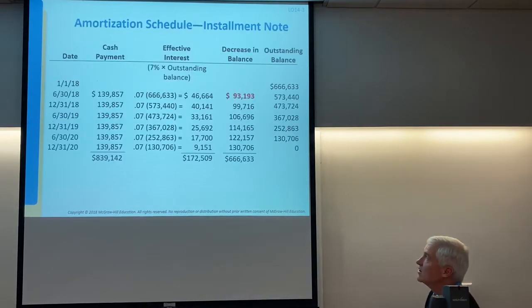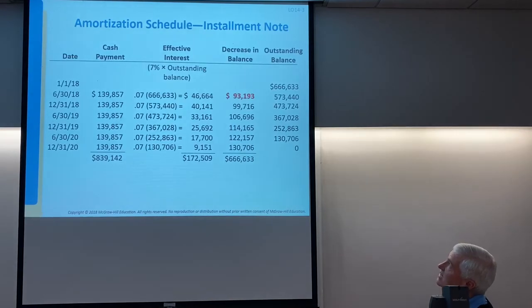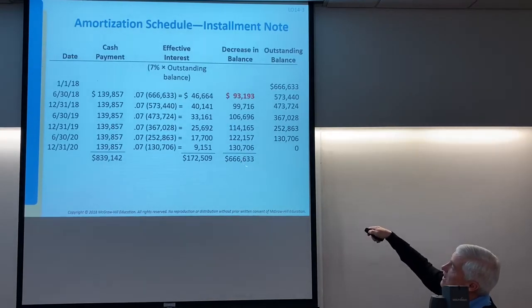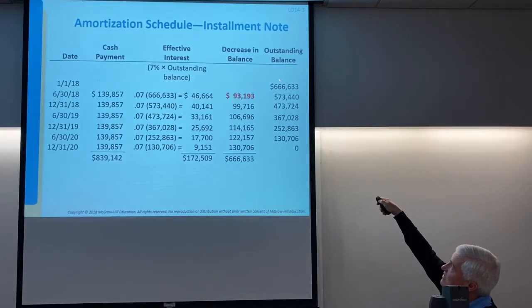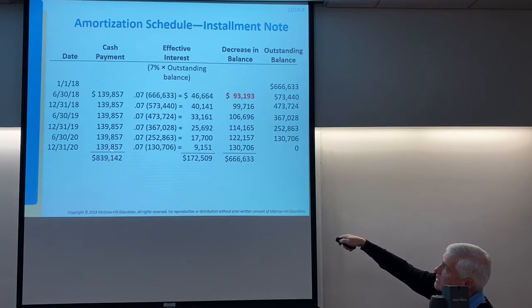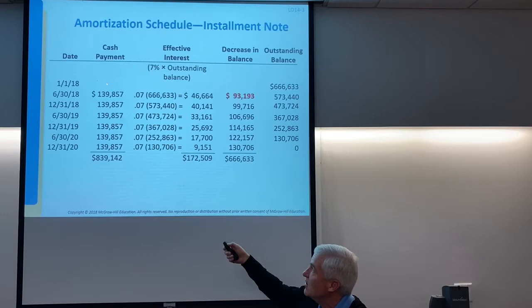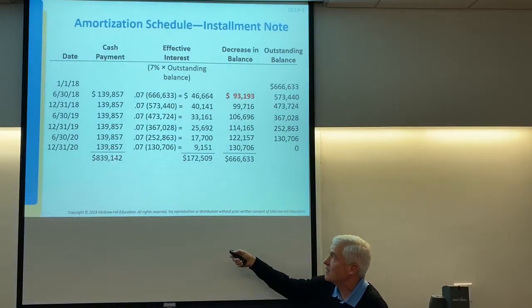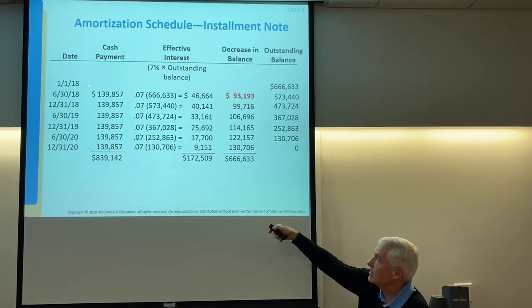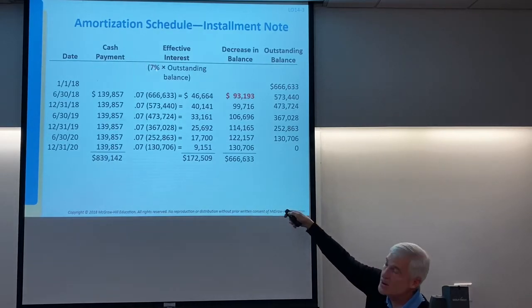Here's an amortization table. And so here are 6 payments of $139,000. And this installment note was $666,000, I guess. Here is the outstanding balance from day 1, January 1. And this note gets paid off with 6 equal payments, just an ordinary annuity, of $139,857. So let's look at payment 1 on June 30th. And so we owed $666,633.